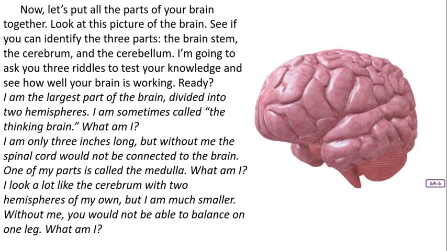Now let's put all the parts of your brain together. Look at this picture of the brain. See if you can identify the three parts: the brainstem, the cerebrum, and the cerebellum. I'm going to ask you 3 riddles to test your knowledge and see how well your brain is working. Ready? I am the largest part of the brain. Divided into 2 hemispheres, I am sometimes called the thinking brain. What am I?